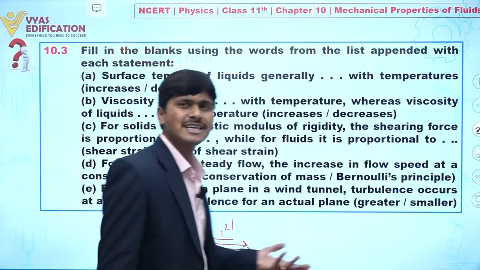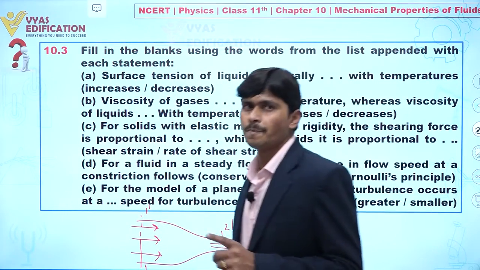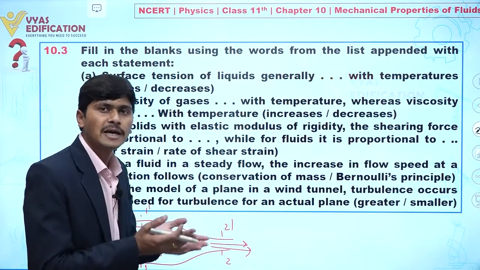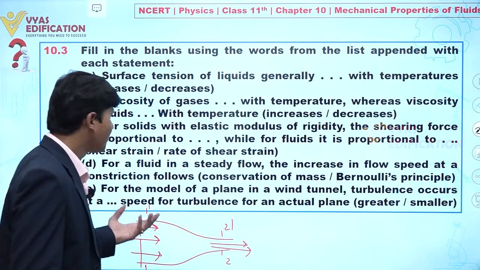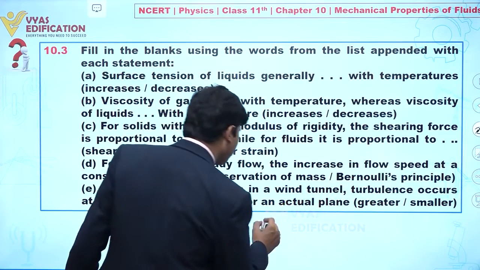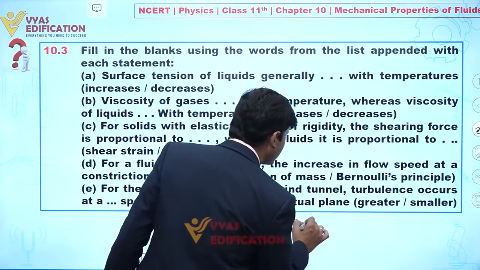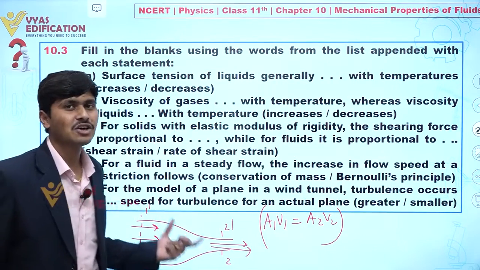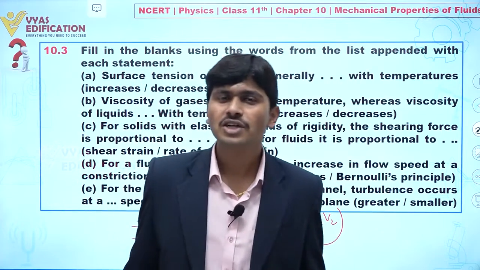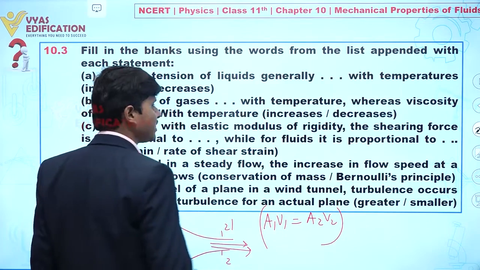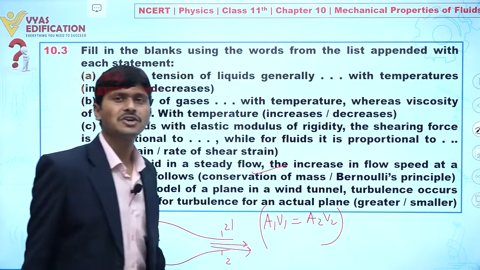If we are talking about steady flow, and we are assuming there is no loss due to the pipe walls, then we can say conservation of mass is followed. According to conservation of mass, A1 V1 is equal to A2 V2, or you can apply the equation of continuity. So the equation of continuity follows conservation of mass. So in this question our answer is conservation of mass.